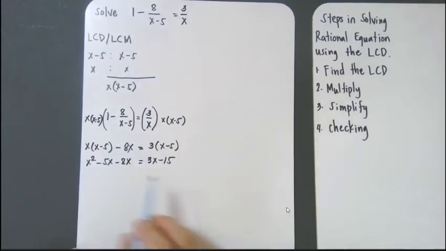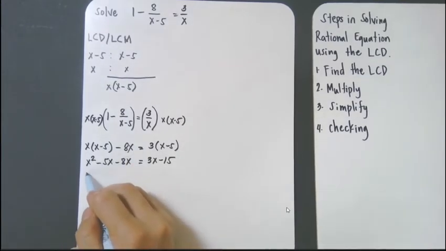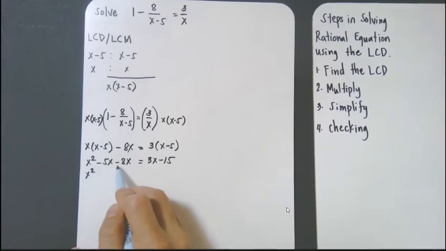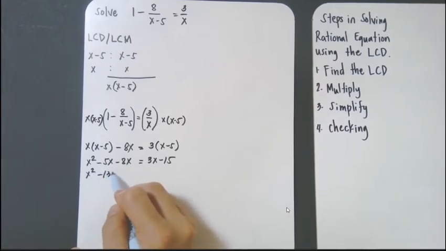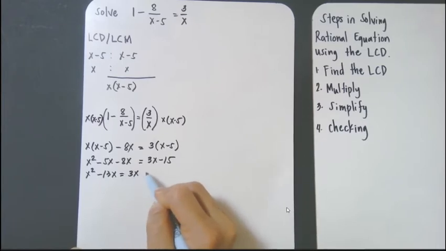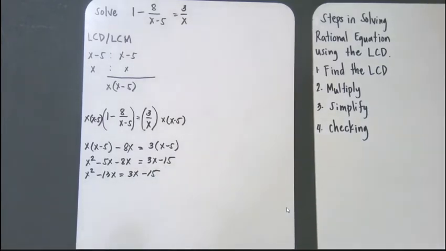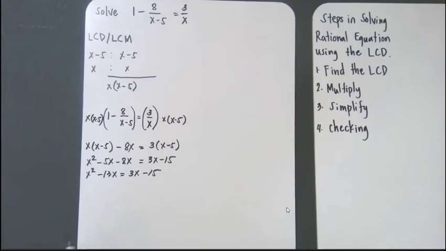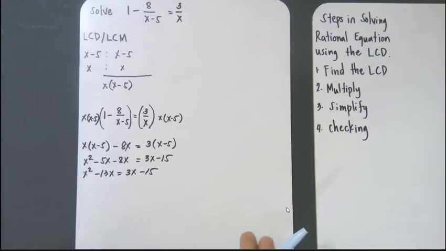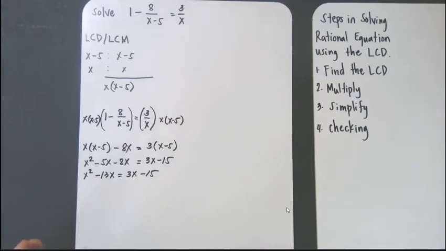Okay, so let's simplify this left side here. So we have x squared, negative 5x minus 8x, that's negative 13x, is equal to 3x minus 15. Now, if you try to see, we will end up with a quadratic equation. And what do you know about the quadratic equation? We always equate it to 0 so that we can factor it out. Because remember, if you have a quadratic equation, you will end up with factors. If you factor them out, then from those factors, you can get the two solutions or the values of x.